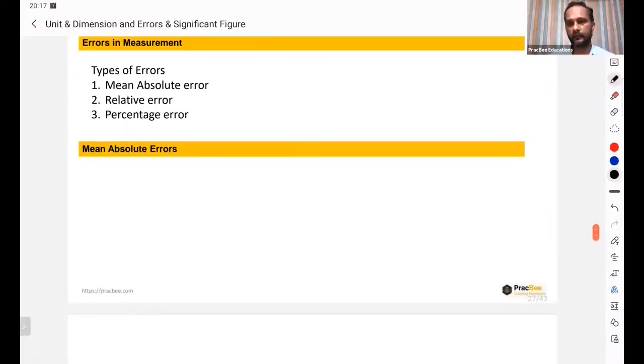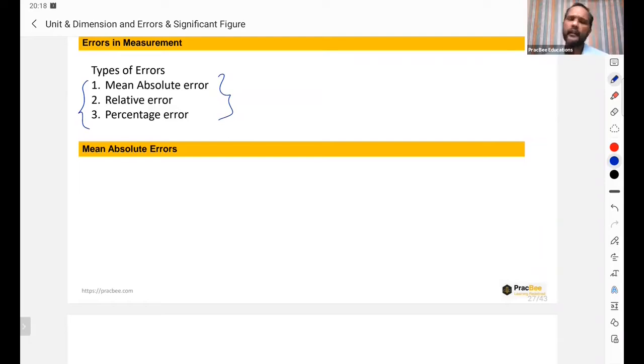Errors and measurement. Now you will perform a lot of experiments in your life. So you will be taking a lot of readings, and when we take any reading, we end up making errors. So now we'll learn how to take care of those errors. Errors are of three types: mean absolute error, relative error, and percentage error.